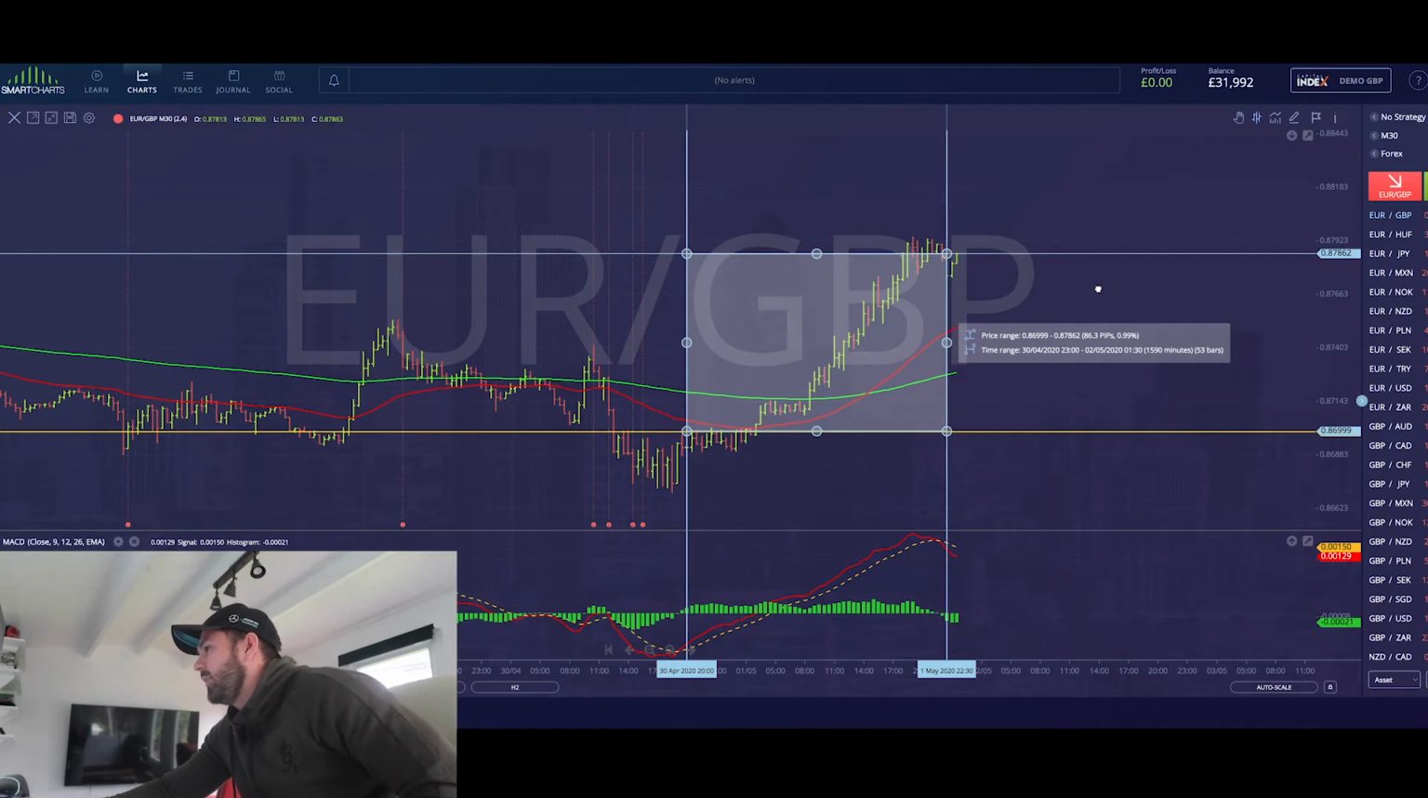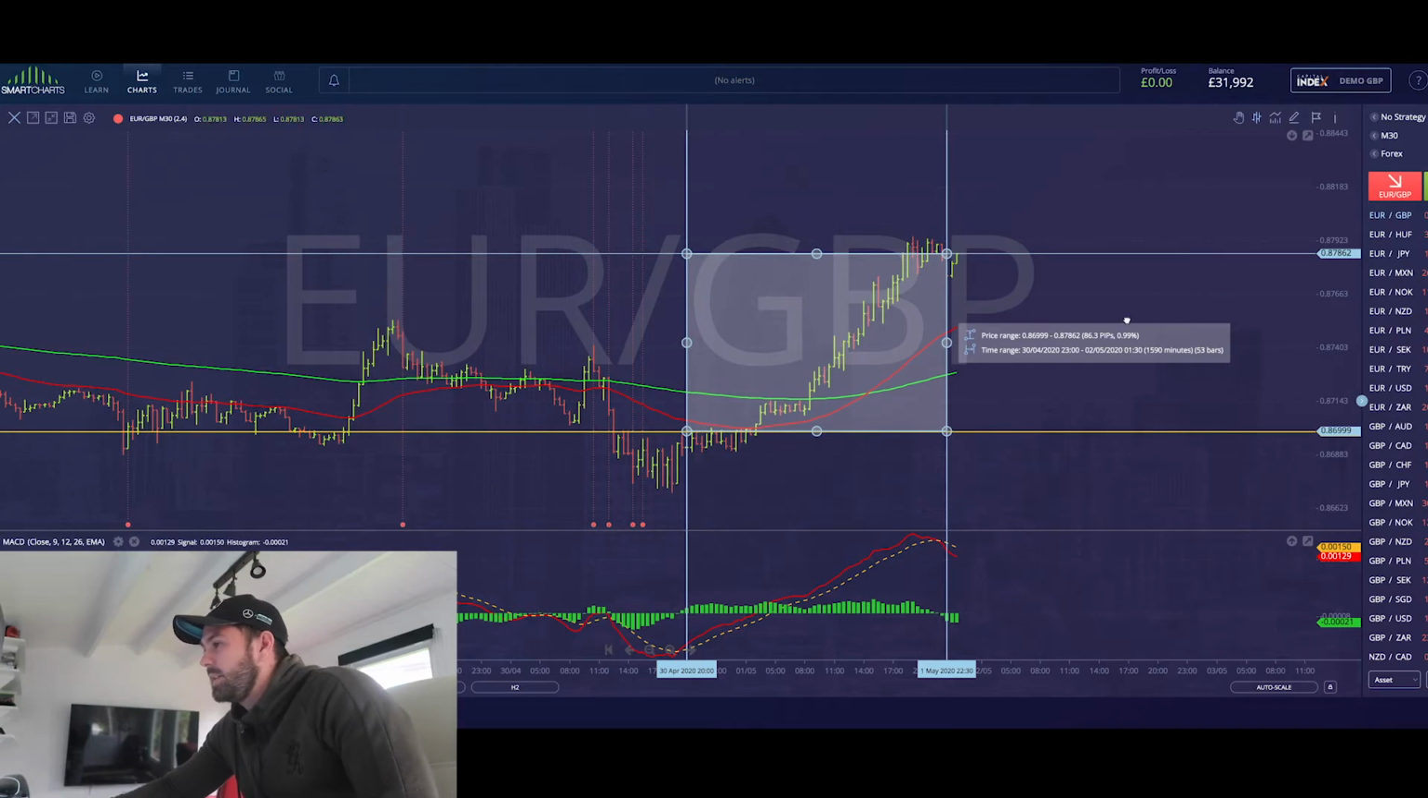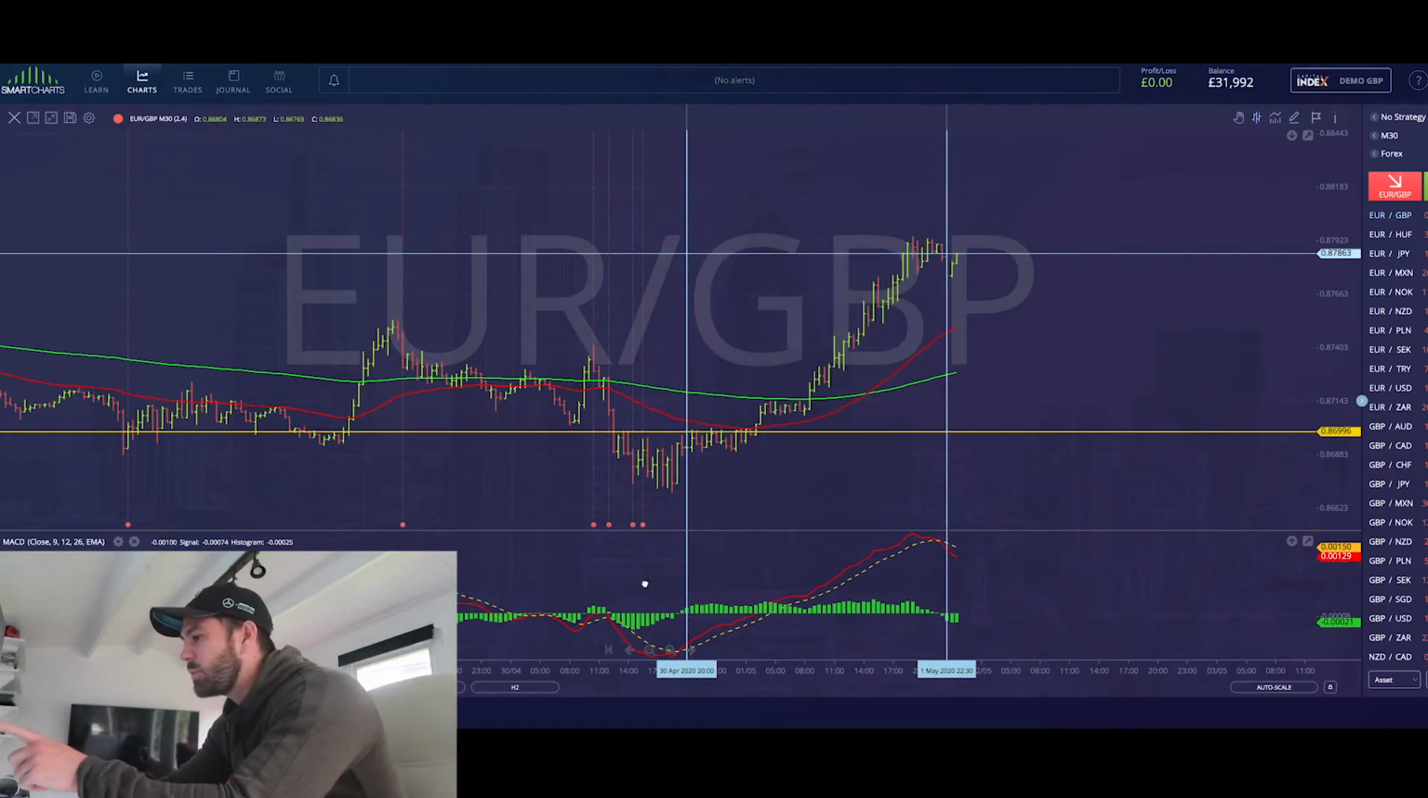So we're looking at 83 pips, 1,590 minutes. So what's that in actual English? So it's 26.5 hours. Let's call it a day. So in one day, we've gained 86 pips purely by going off this one indicator. So this is a 30-minute chart. Each of these bars is 30 minutes in length. So this is what we're capturing.